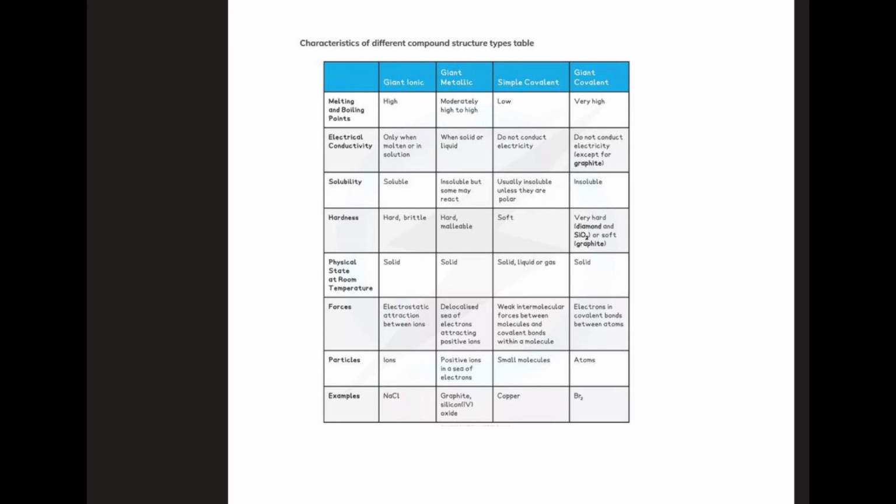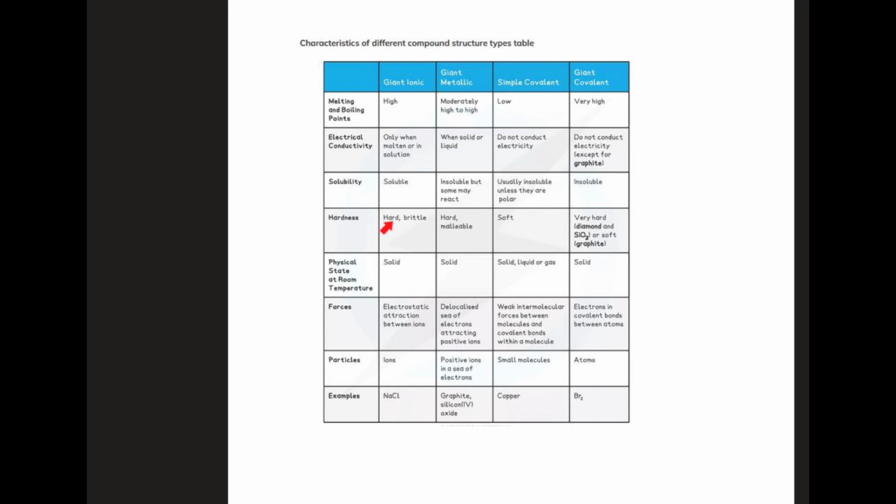And we look at solubility. Ionic is soluble. Metal is insoluble, but some may react. For example, sodium can react with water, and at the end it dissolves. Simple covalent is usually insoluble unless they are polar, for example HCl, yes. Oxygen also dissolves partially in water. That's why the fish can get oxygen. And giant covalent is insoluble.